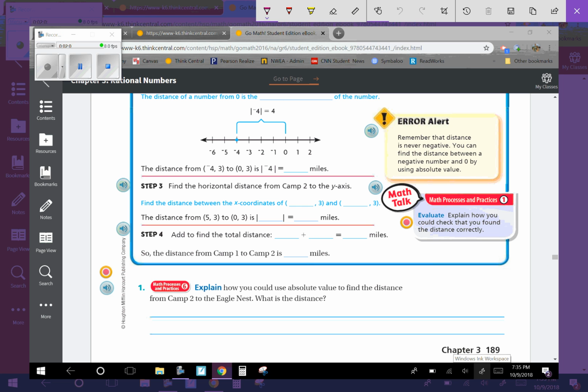Then step 3 is to find the horizontal distance from Camp 2 to the y-axis. To find the distance between the x-coordinates of 5, 3 and 0, 3, we're just going to find the absolute value of 5, which is 5. Step 4 is to add to find the total distance. We're going to add the absolute value of -4 and the absolute value of 5, which 5 plus 4 is 9. So the distance from Camp 1 to Camp 2 is 9 miles.